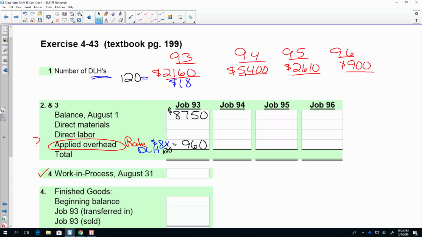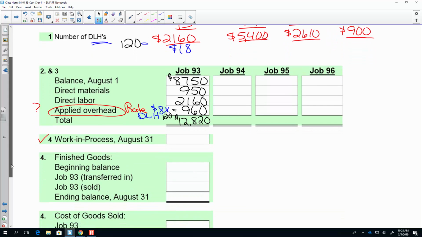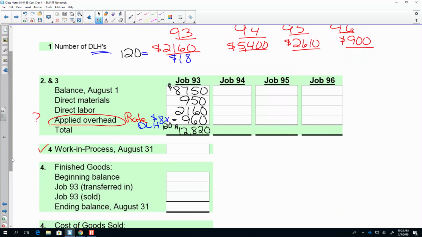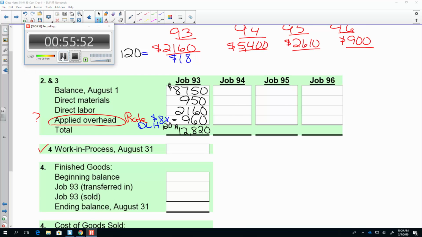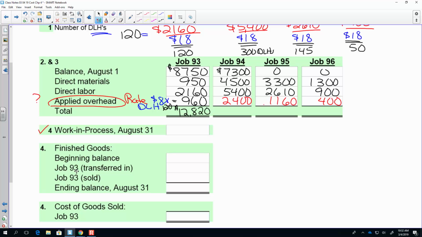Now we add our materials and labor. Those are given to us. $950 for materials, $2160 for labor. $12,800 is our total. 820, I'm sorry. 12,820. Go ahead, guys. Do the rest of the remaining 3 jobs on your own. I will also be doing it on my end. I'm going to stop my recording, and then we'll come back once we're done. So I'm going to add these up.